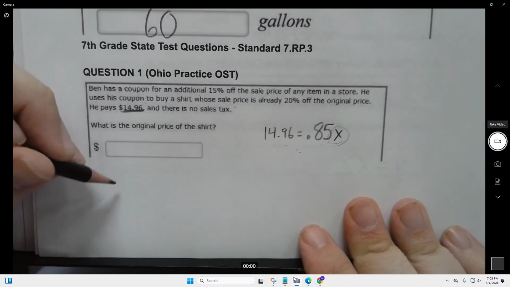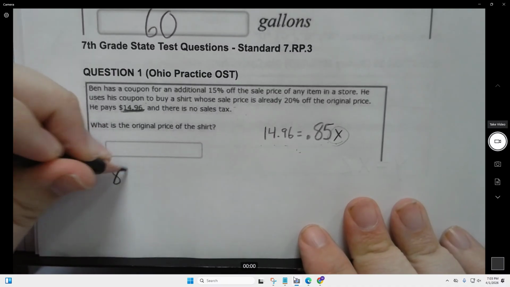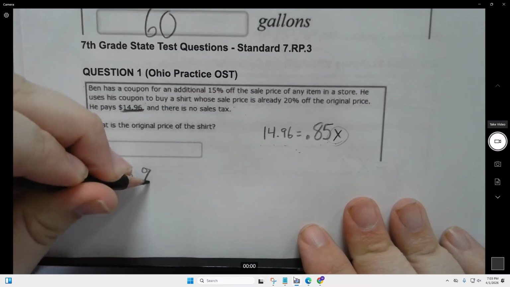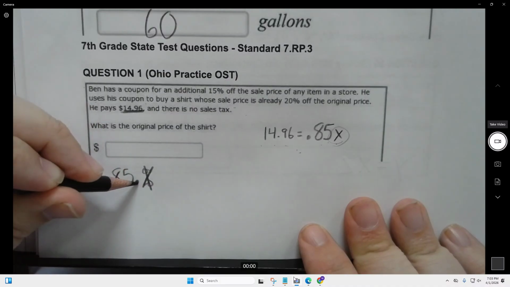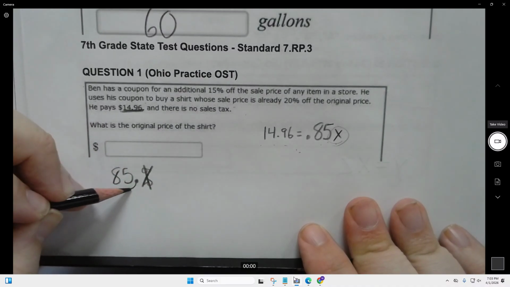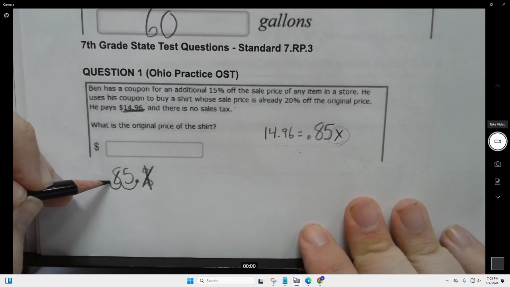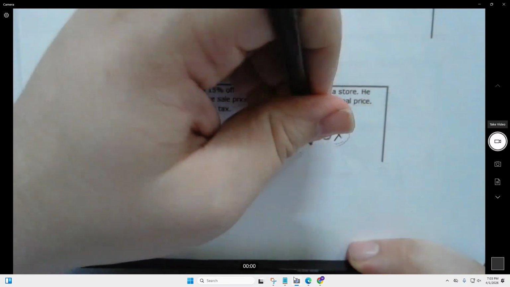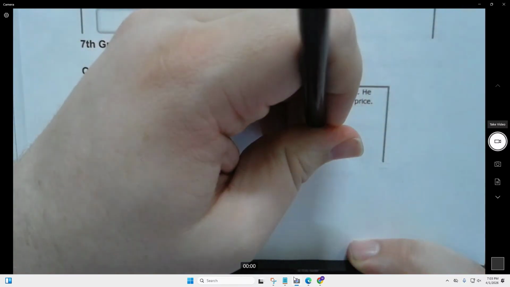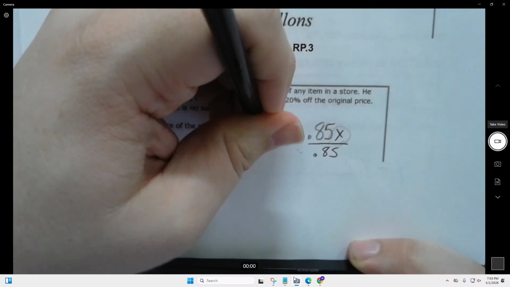Remember, to convert a percent to a decimal, you take your percent, nix the percent, grab the decimal point. If it's not there, it's at the end, and move it 2 spots to the left, and that's your decimal. That's how we got 0.85. Now, you're going to divide each side by 0.85.